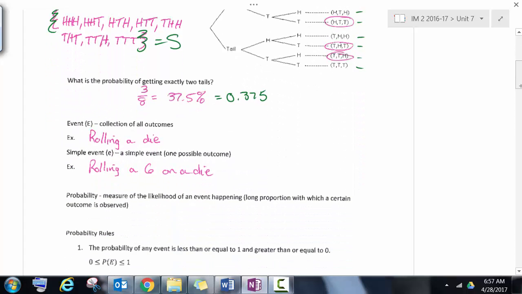A little bit more definitions. Event is a collection of all outcomes: rolling a die, flipping a coin. There's more than one possibility, it's all the options combined. A simple event is one possible outcome: rolling a 6 on a die, or flipping a tail, or heads for that matter.